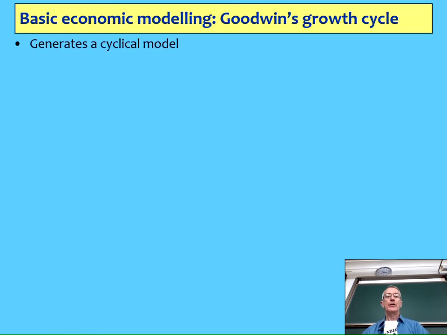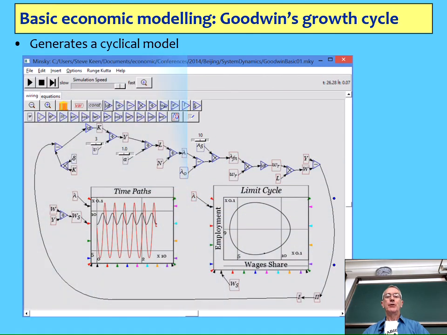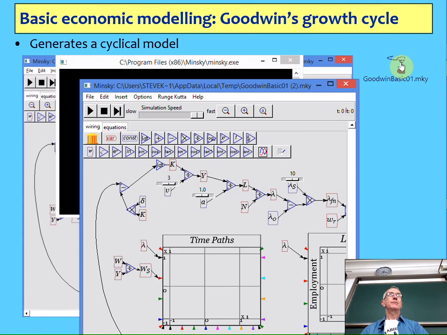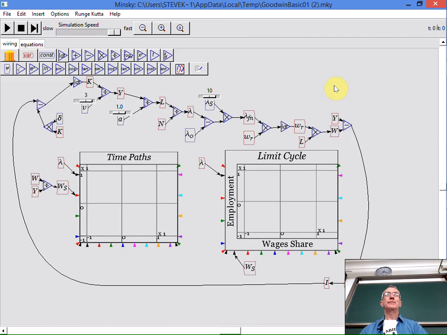So I put that all together, I get a model like this, and I'll just bring up the model and simulate it. I could build the model during the lecture. Would you like me to do that, or just show it to you?